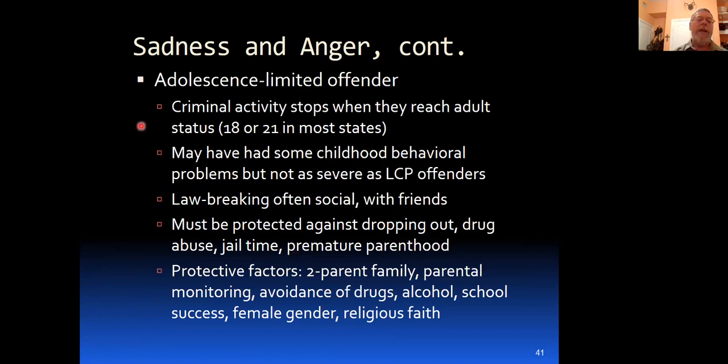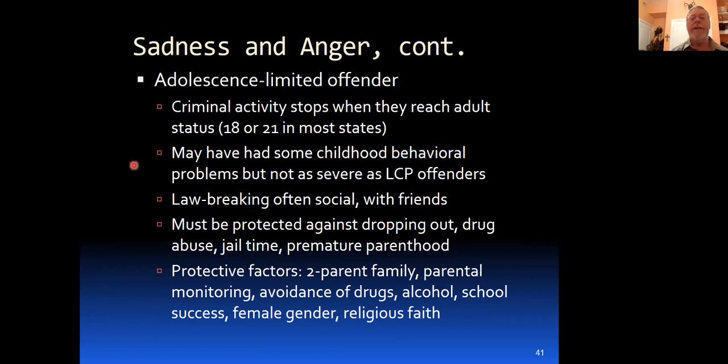We also have the adolescence limited offender. So this individual engages in criminal activity as an adolescent, but as soon as they reach adult status, 17 in Texas, I think, they simply stop engaging in that behavior. I had a friend some years ago who was telling me about his experience as an adolescent, and he and his friends used to go out and steal cars. But he said as soon as he reached adult age, they all quit. There's an example of an adolescence limited offender.